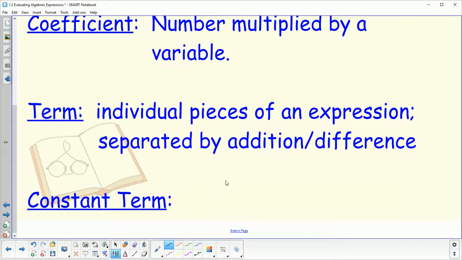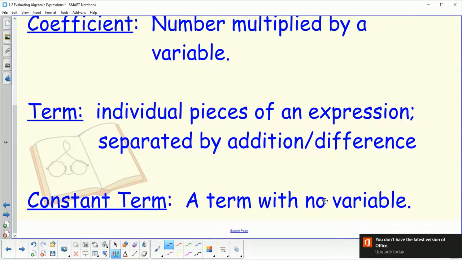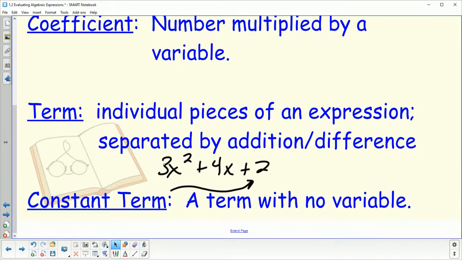And moving on, then we can talk about terms. It's any individual piece of an algebraic expression, and it's always going to be separated by addition or subtraction, which is another word we use for difference. And then finally, we're going to have what is called the constant term, so it would be the term with no variable. So if I looked at this, I could say 3x squared plus 4x plus 2. And then that plus 2 would be that constant term, and in this case, we would have three different terms because we have two addition symbols to separate 3x squared, 4x, and the plus 2.